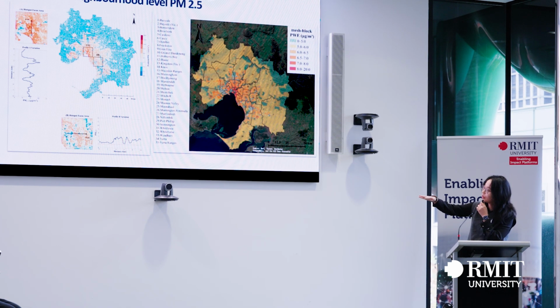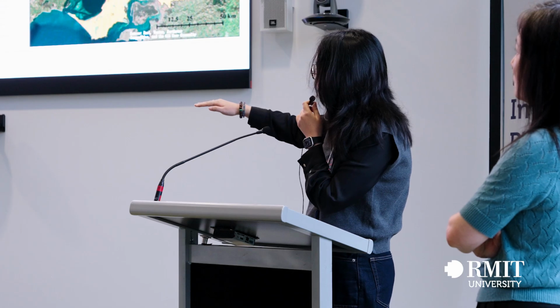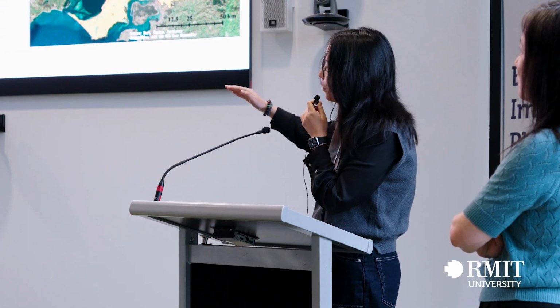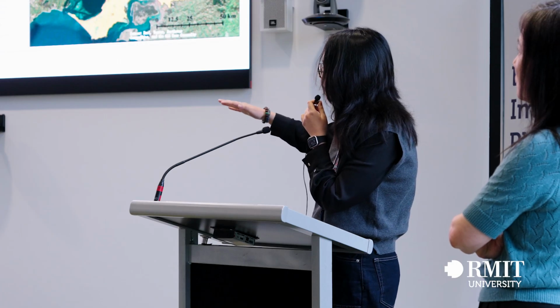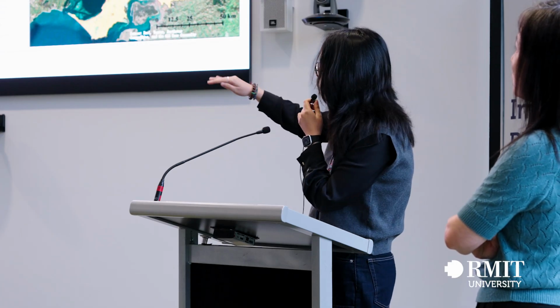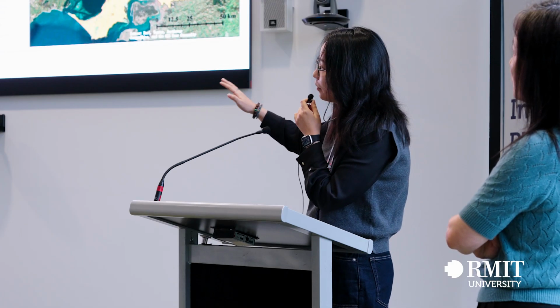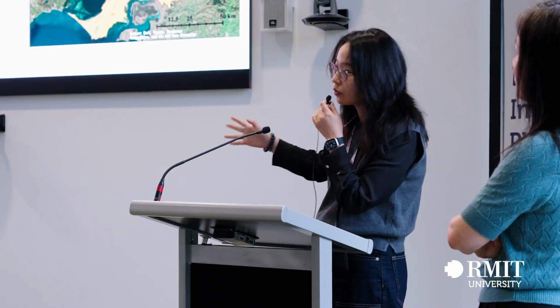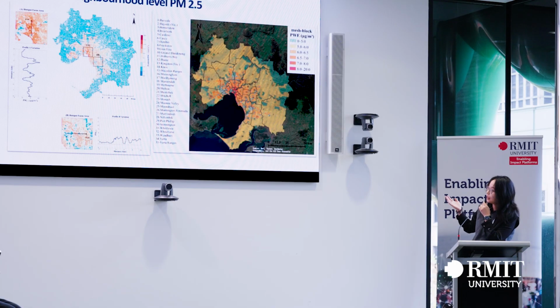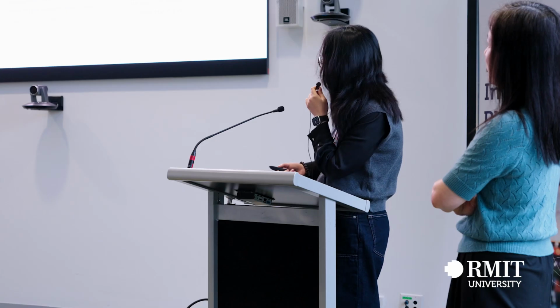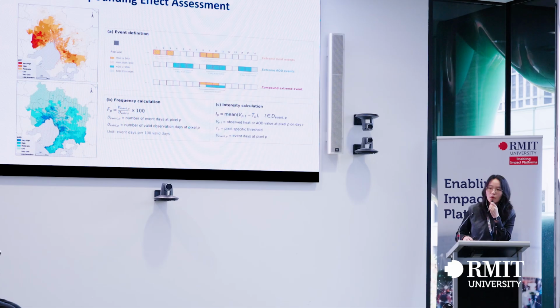You can see the lower line is the WHO standard, which is 5 micrograms per cubic meter, and the higher red line is the Australian standard. We also do a population-weighted calculation to understand where the PM 2.5 burden is for the population. And so, the population experiences multiple exposures simultaneously.